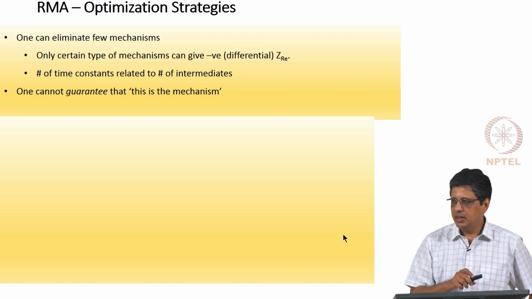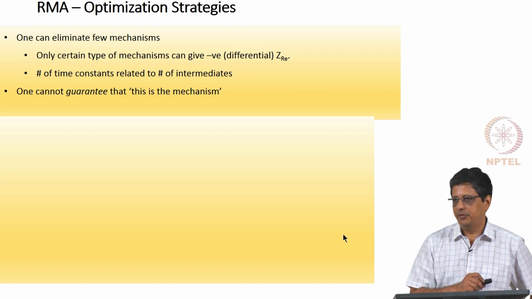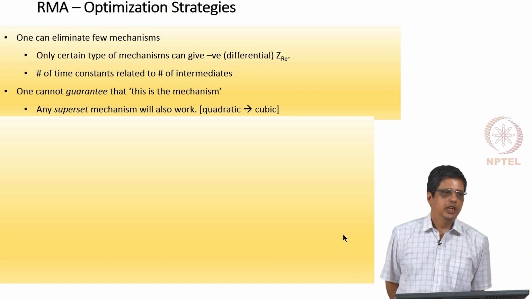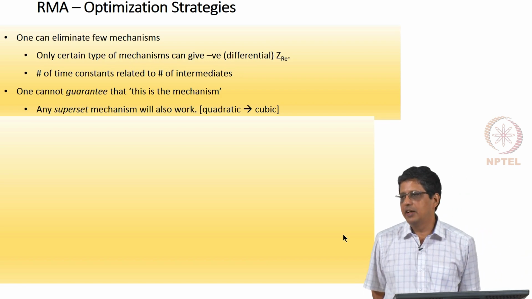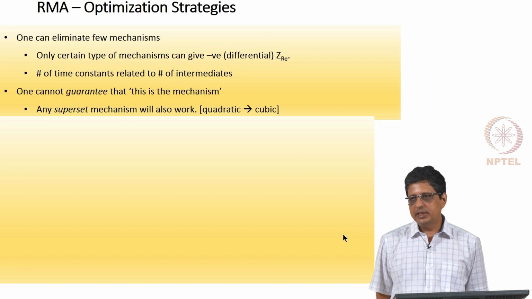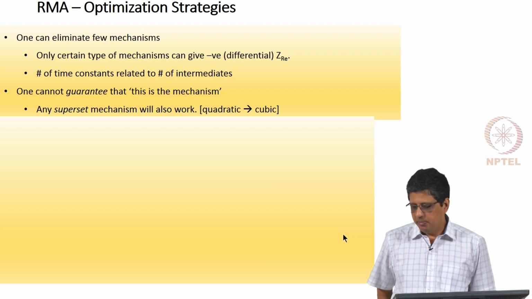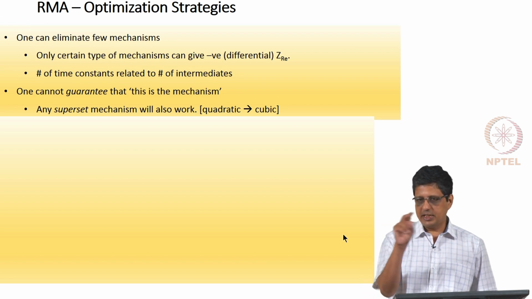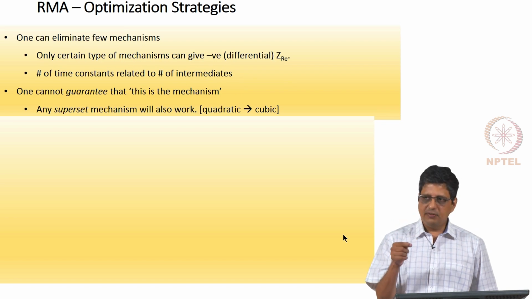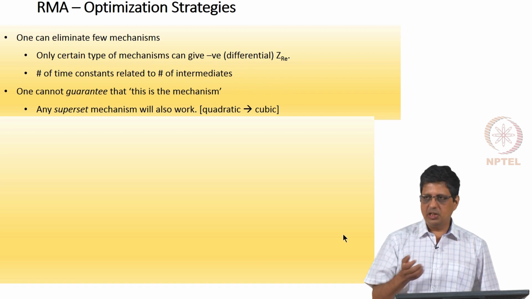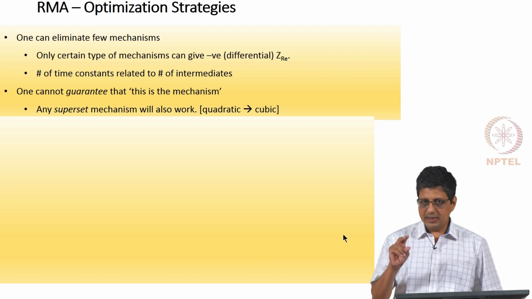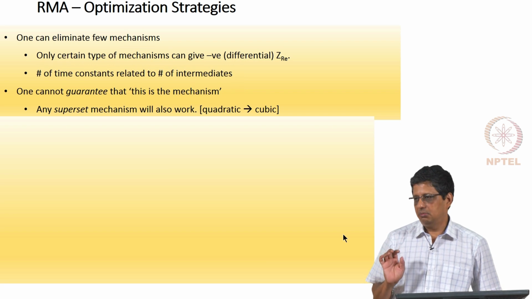Now, even if I find a mechanism and a kinetic parameter set which matches the experimental data, I can't guarantee that this is the best mechanism. Just like if a quadratic equation works, a cubic equation will definitely work. Likewise, for any mechanism you find, a superset of that mechanism will always work. Say I find a mechanism where the first reaction is reversible and the second is irreversible, and it matches. If I say the second reaction is also reversible, it will definitely match. If I add one more step, that should also give me a match. So, I can always say this is a mechanism that can describe this data, it is possible.